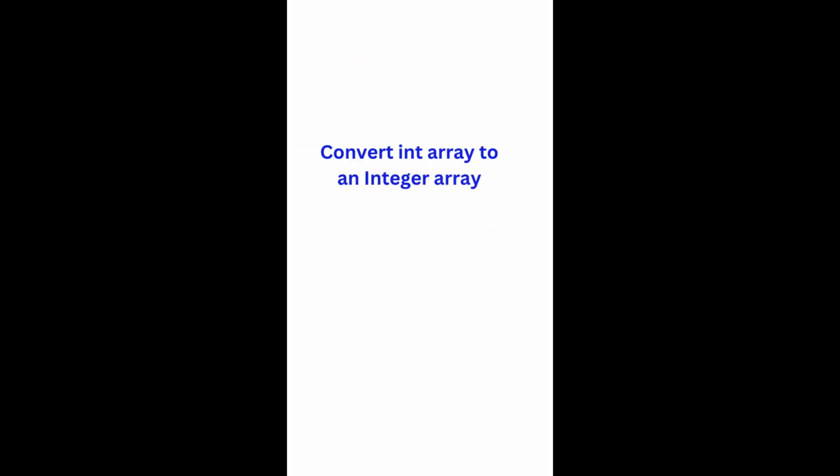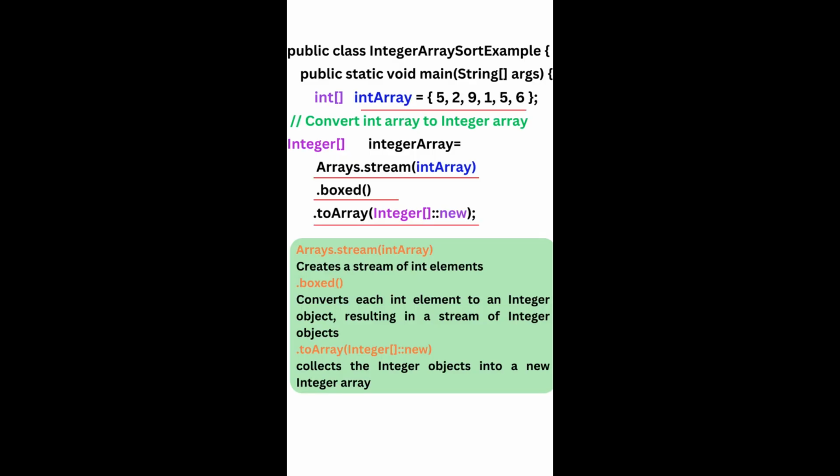Convert int array to an Integer array. Let us see an example. First, we declare and initialize an int array with some values. To convert int array to Integer array, let us use Arrays.stream, which creates a stream of int elements. .boxed method converts each int element to an Integer object, resulting in a stream of Integer objects. .toArray(Integer[]::new) collects the Integer objects into a new Integer array.